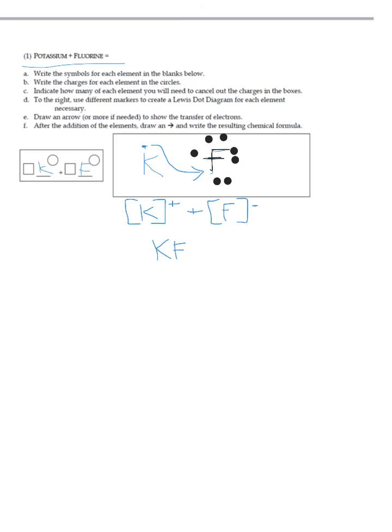So over here, I'm going to write in my superscript, I'm going to write a plus with potassium and a minus with fluorine. And then I do not need to write the ones in front because remember, our ones are assumed.